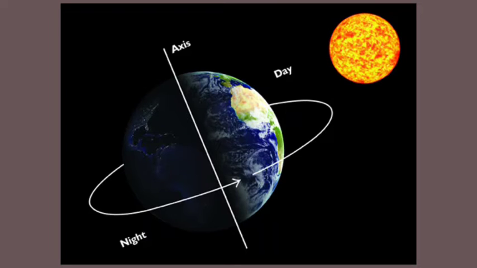The half of the earth that faces the sun gets light from it and has day, and the other half, which faces away and does not get light from the sun, has night.